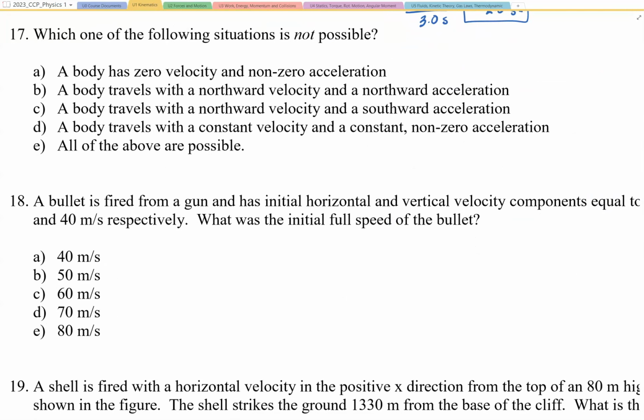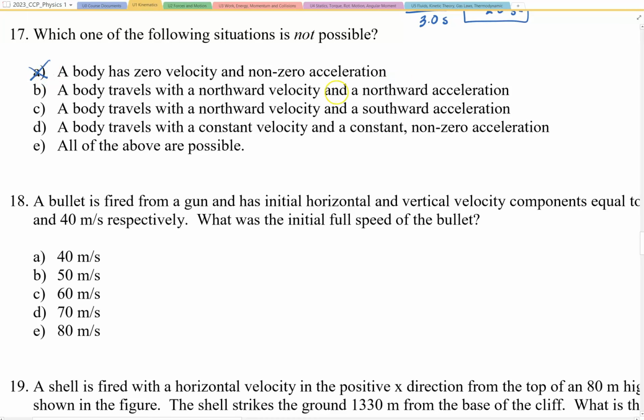Now in question 17, we're being asked which of these situations is not possible. A: a body that has zero velocity and non-zero acceleration. Well, we have seen that before. We've talked about a ball that's being tossed upward. Once it reaches its peak, there is no vertical velocity, but it's still experiencing vertical acceleration. So I don't think A is a good choice.